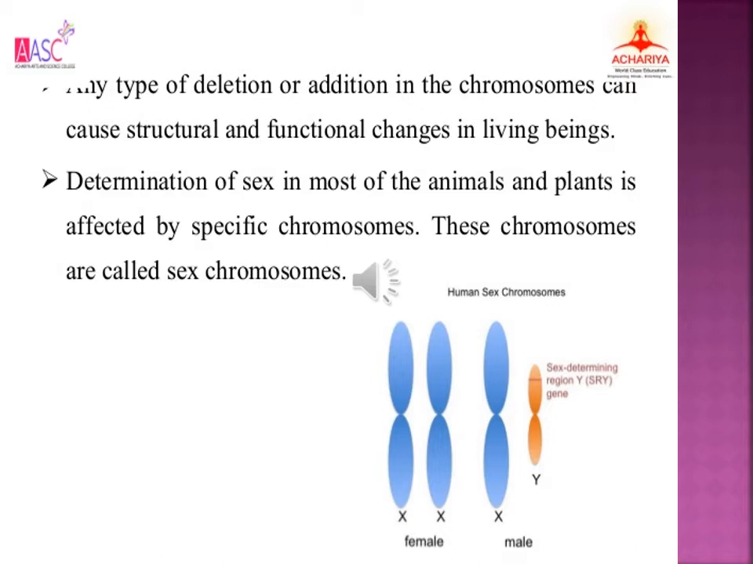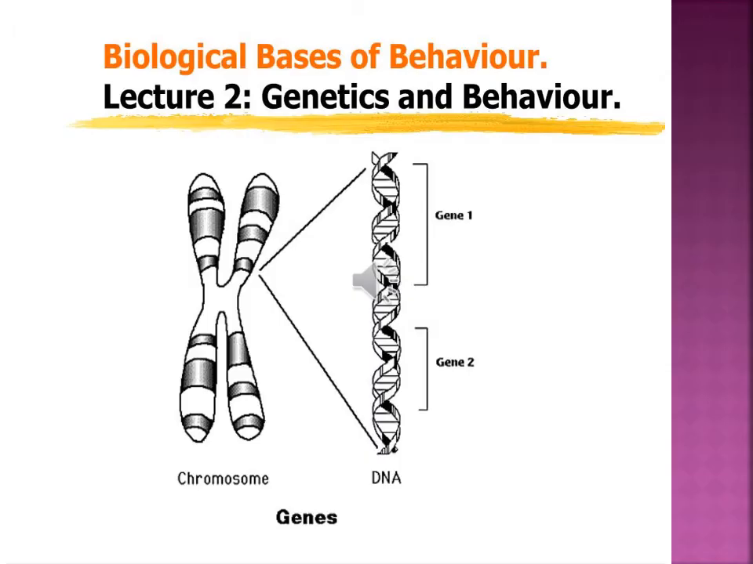Then determination of sex in most animals and plants is affected by specific chromosomes. These chromosomes are called sex chromosomes. A chromosome is made up of DNA, so this DNA helps to transfer the characteristics from parents to young ones.